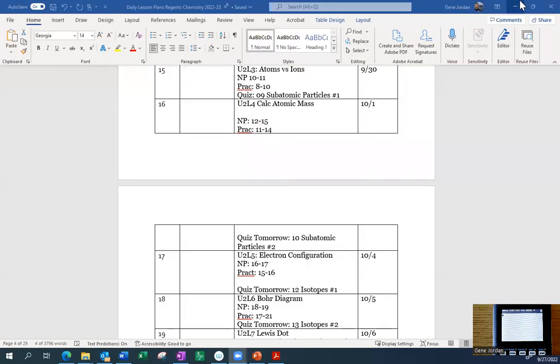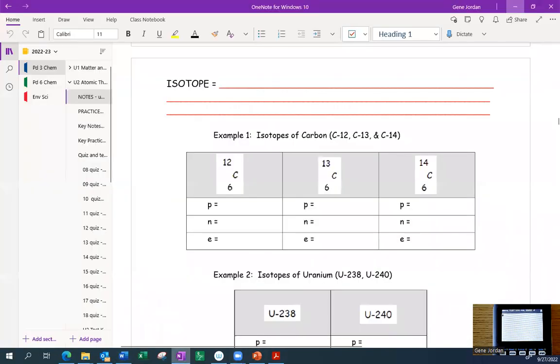Let's dive right in. My goal is to move a little bit faster than in my classes. So first of all, we'll identify what an isotope is.